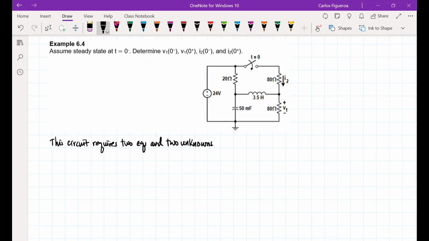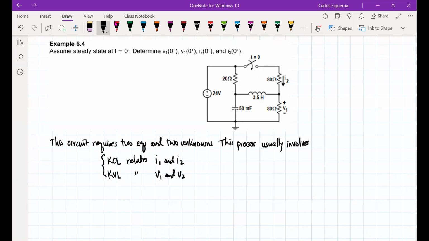Now, what makes this challenging here is that this process usually, not all the time, involves a KCL equation that relates I1 and I2 and a KVL equation that relates V1 and V2. And so this is quite different than what we've done in the past.